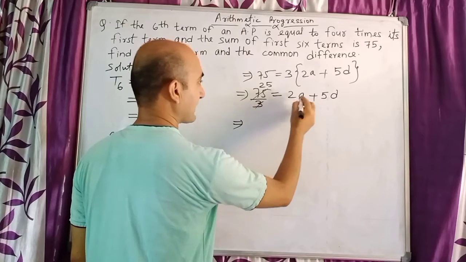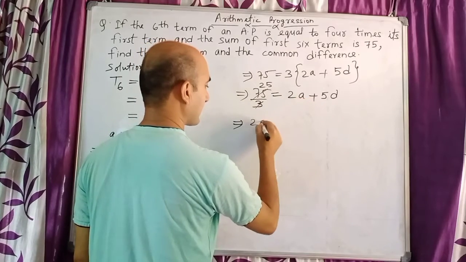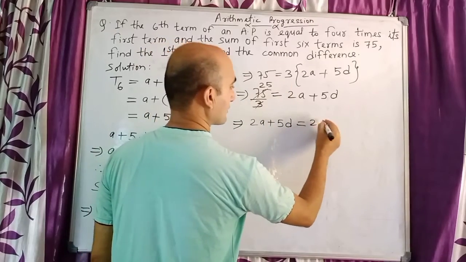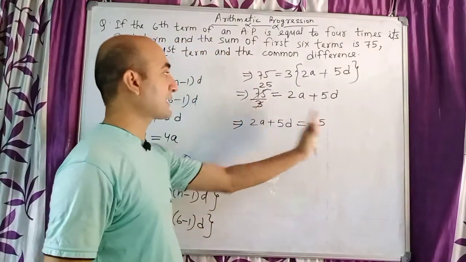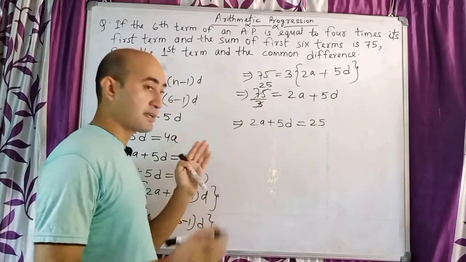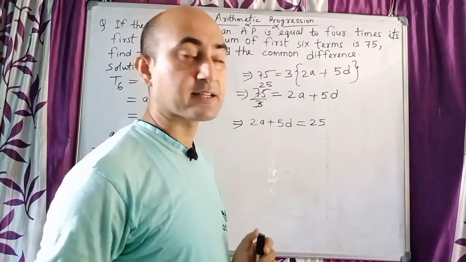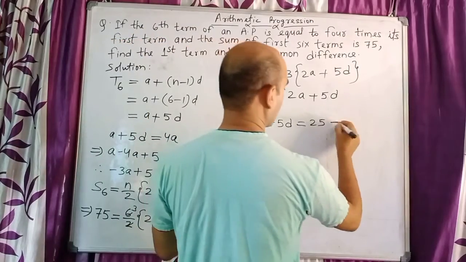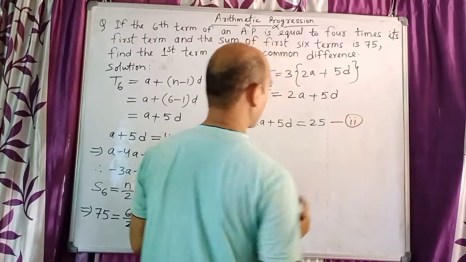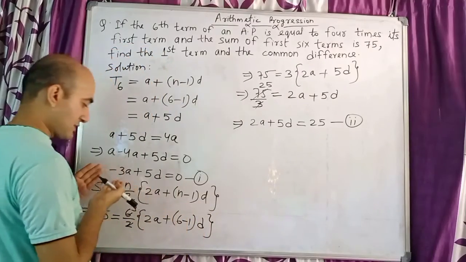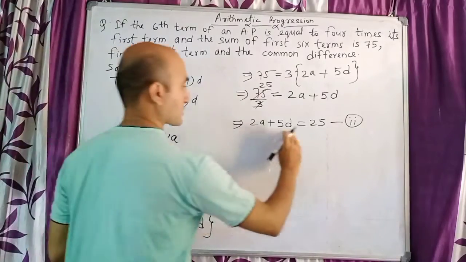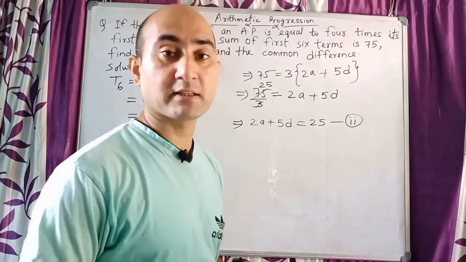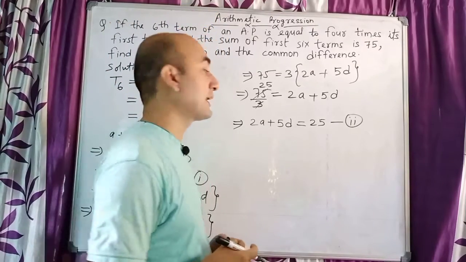So now I can interchange it. 2a plus 5d equal to 25. So 25 went that side, 2a plus 5d came this side. Interchanging of right hand side and left hand side. So this is my equation 2. So children, you can see my equation 1 is here and this is my equation 2. So with this equation 1 and 2, using elimination method, I can find the value of a and d.